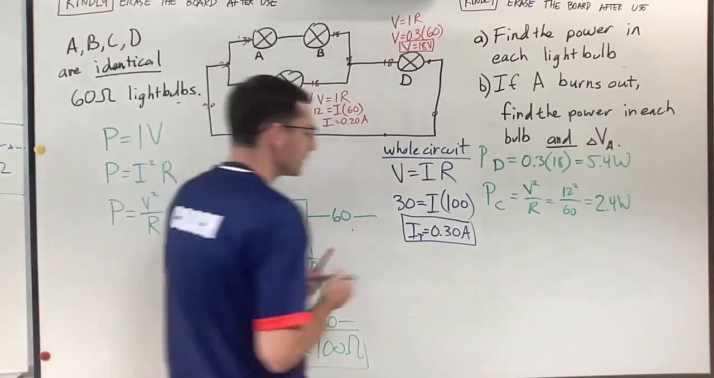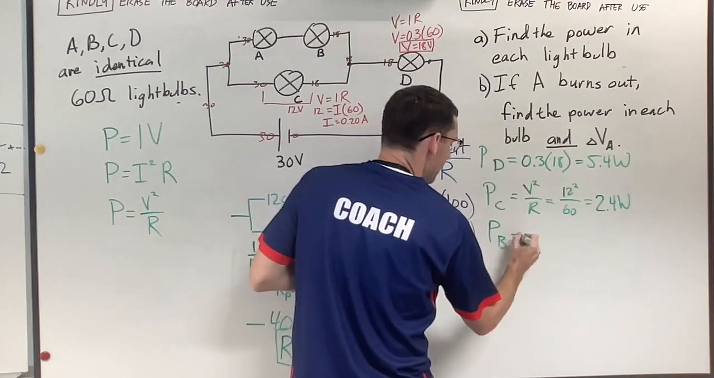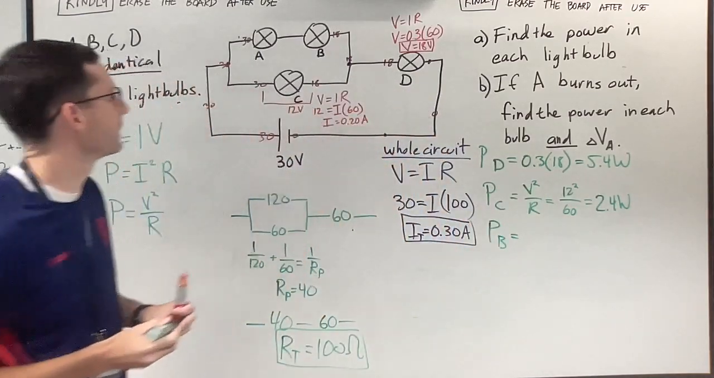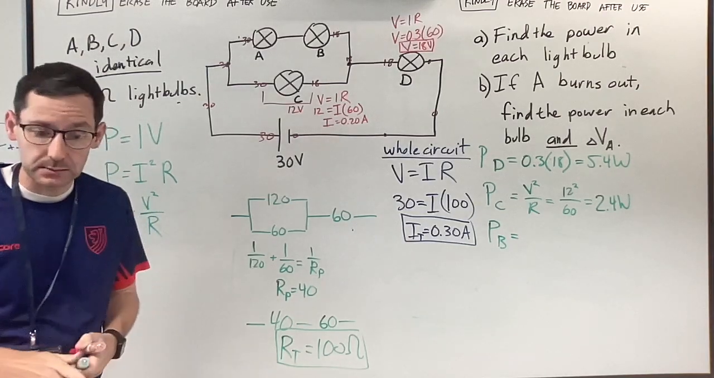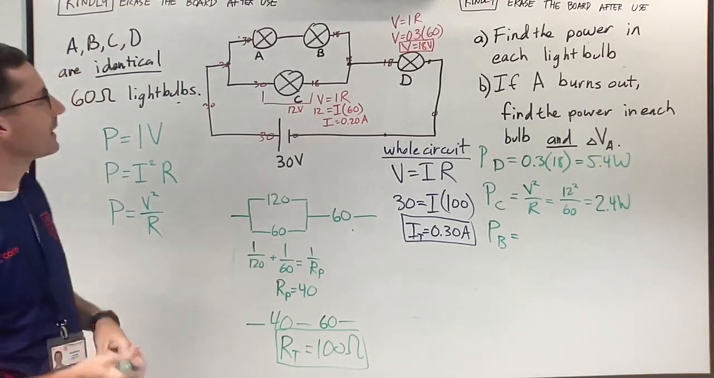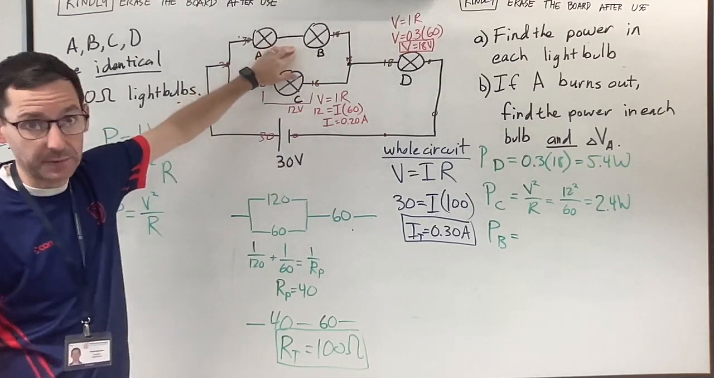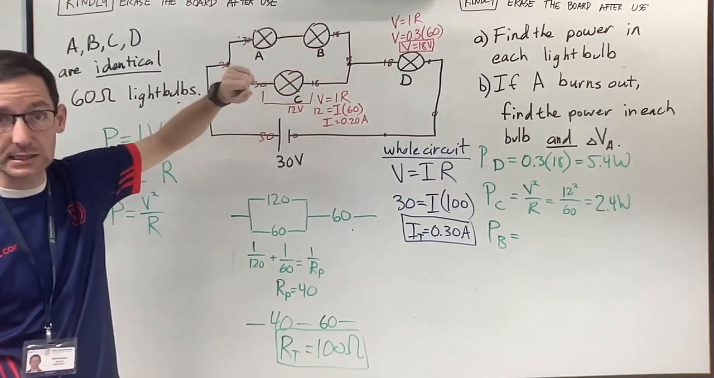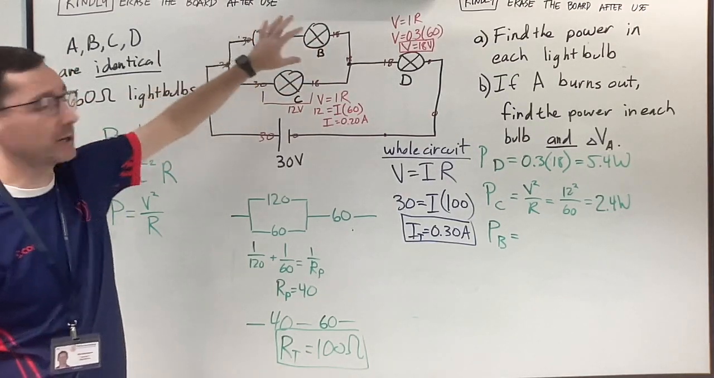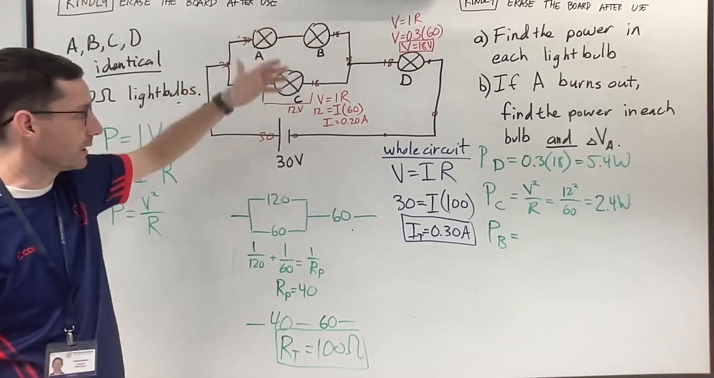Let's move on. I guess we're doing DC. We can do B next. All right. Now, we are going to have to do one of two things. You can either figure out what the current is up there, because right now we have the resistance. We know the resistance is 60 in each bulb, but we don't know the current up there. Now, it's pretty easy to find. You can either solve it.